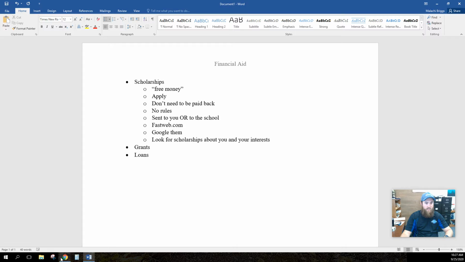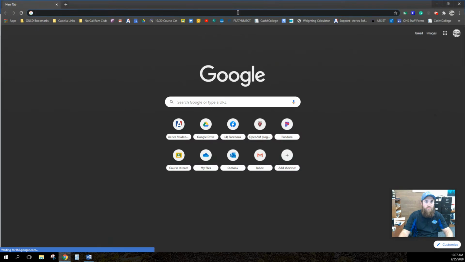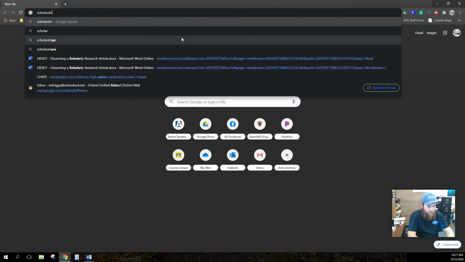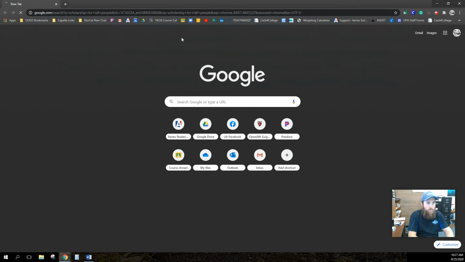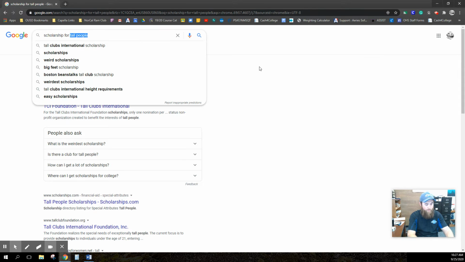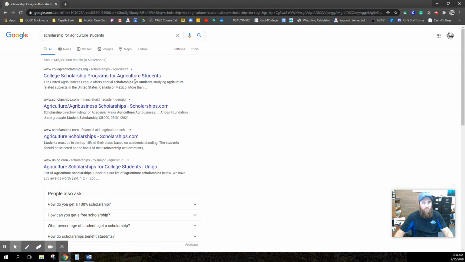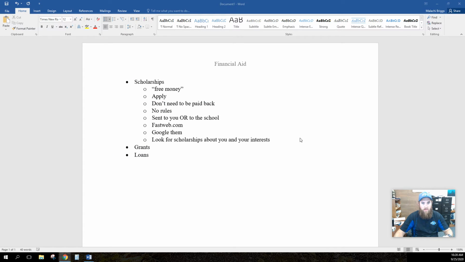Okay, so for example, let's see here. Scholarships for tall pupils. Here we go. Scholarship awards for tall students. See, told you. Tall people. Scholarships for agriculture students. Scholarship award programs for agriculture students. Okay, so you can just search anything you can think of. And then also look for scholarships for the specific schools you're looking into.